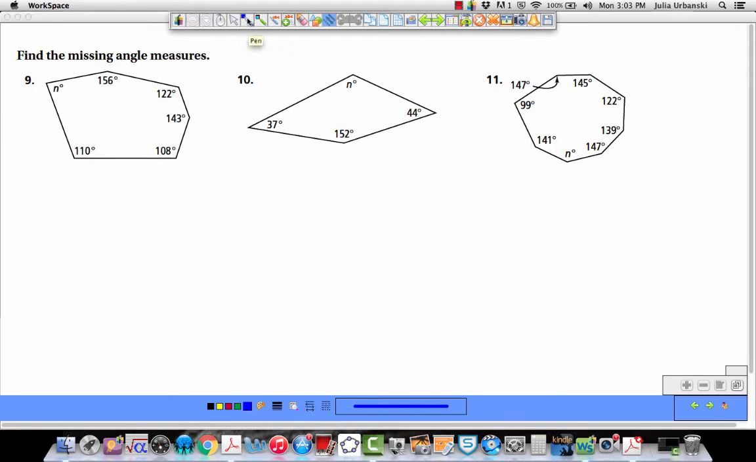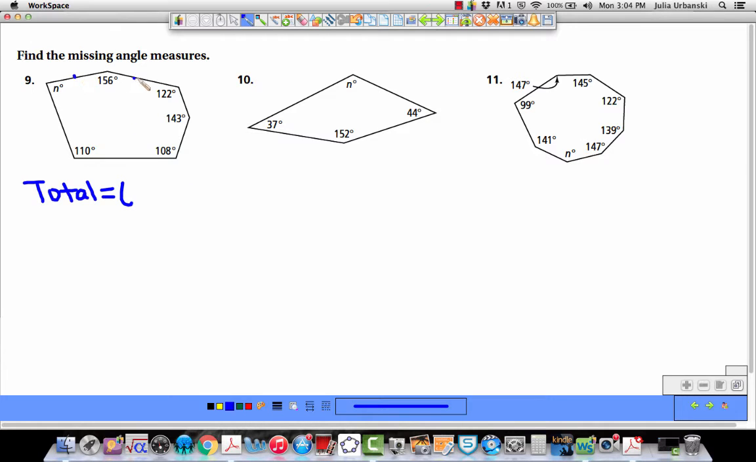For this one, it's different than what you've seen before, but the rule is the same. Find the missing angle measures. Well, they're not all the same. You can't divide it equally. You know these angles and the n is missing. So the first thing we have to do is figure out the total, what all the angles added up together would be. And it will be n minus 2 times 180.